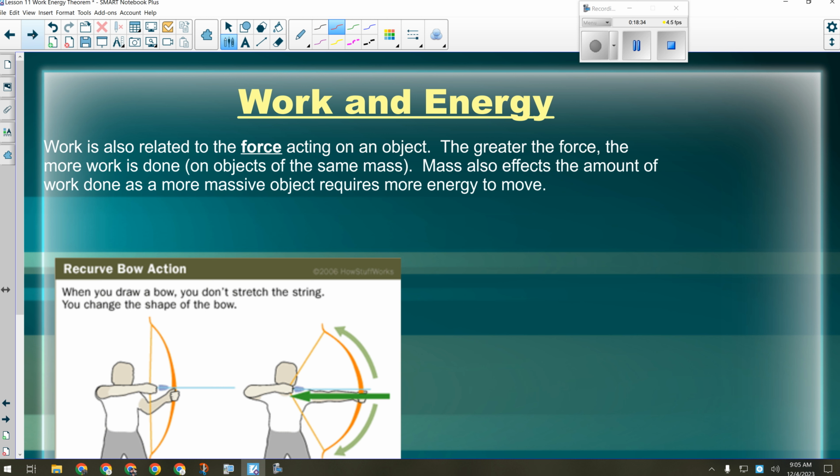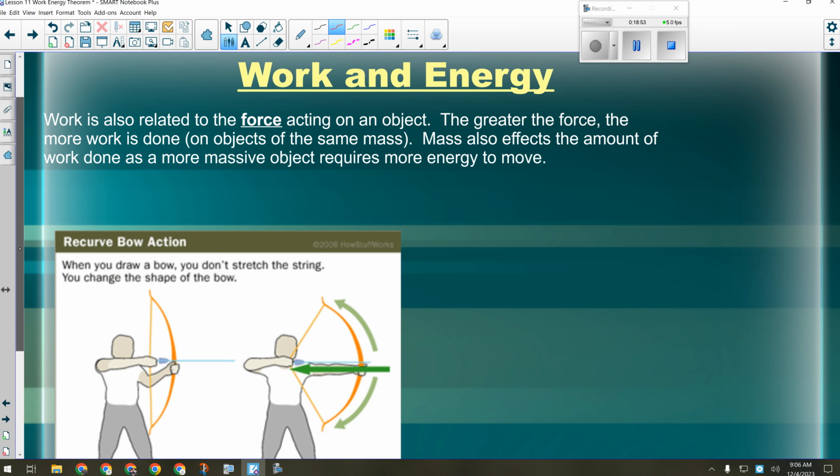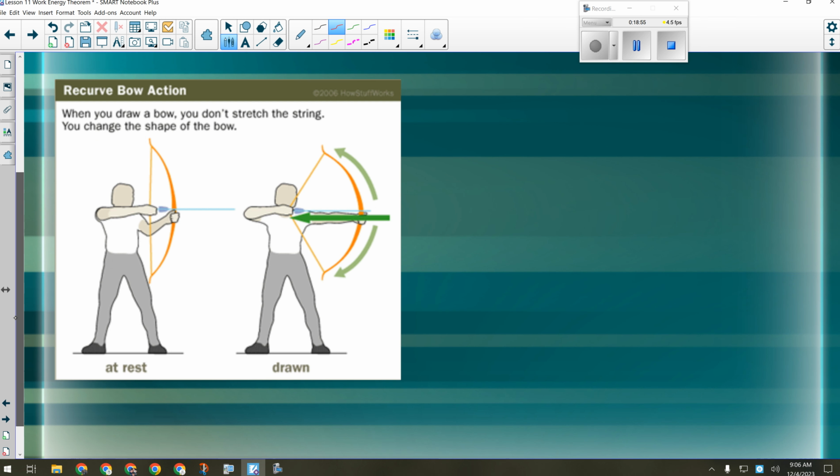All right. So work is related to force. The more force you can exert, the more work that you can do. Okay? Mass also affects the amount of work done, as a more massive object is going to require more energy if you want to change its speed or change its height by the same amount as a lighter object. Okay? So, the prime example, or the perfect example, and we'll come back to this and do lots of questions on this, is a bow and arrow.